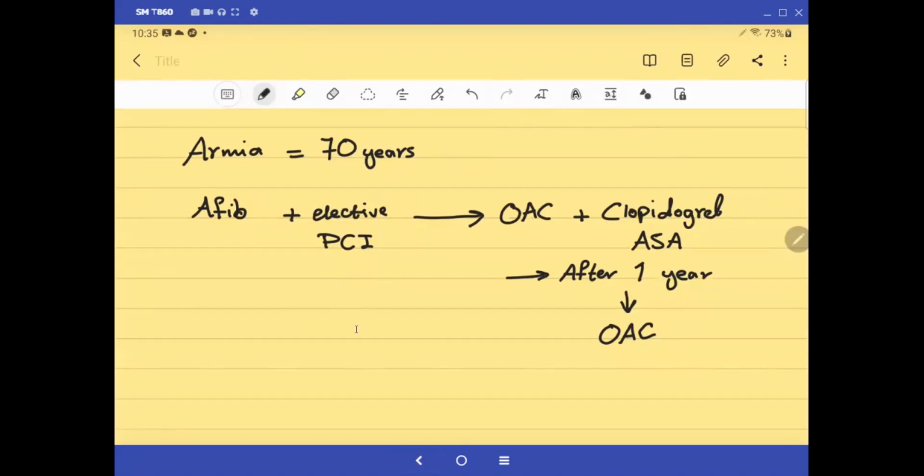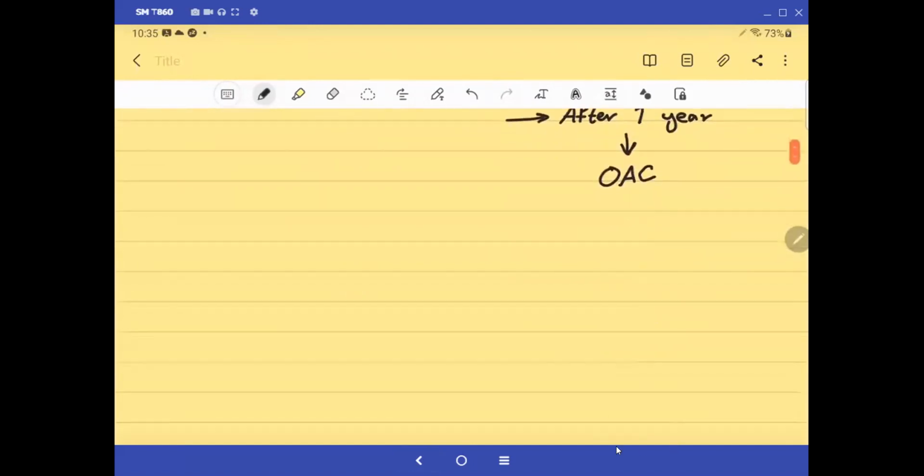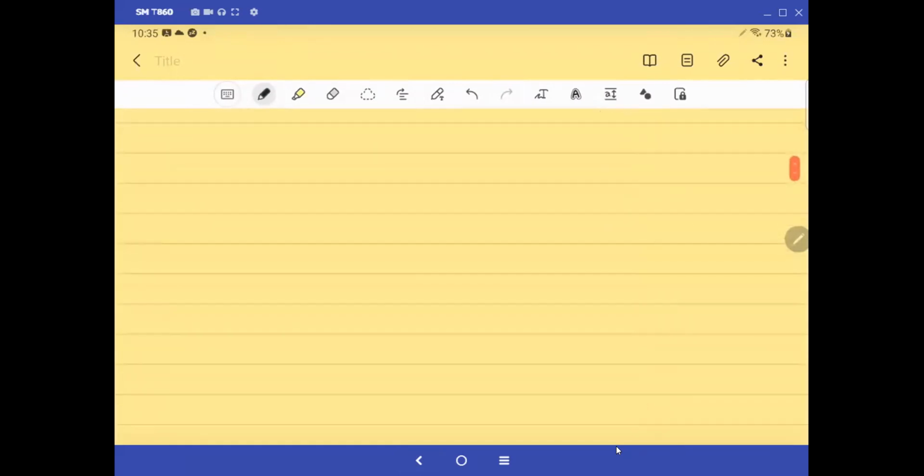Okay, thank you so much. Now, Ahmed and Armia, the 2 males, represent the patient with atrial fibrillation and recent elective PCI. Okay? Keep that in mind.